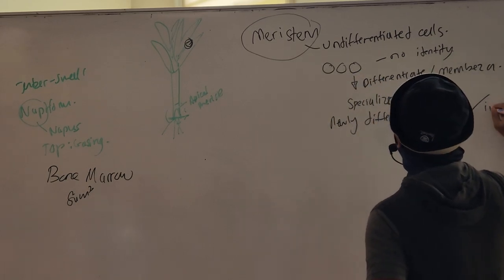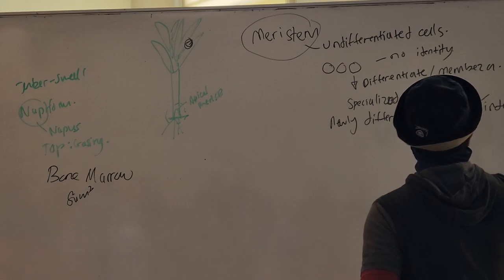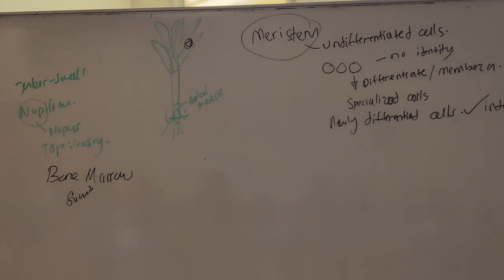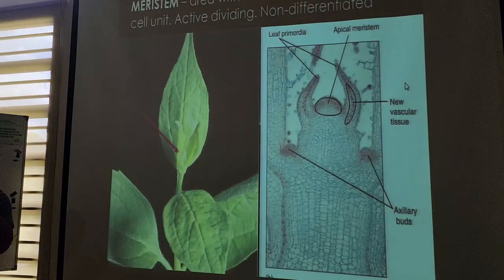It has got the identity now. So, we call it leaf primordia. The positioning of this leaf primordia will come out on any axis depending on the plant species. Sometimes it comes out from this side. Sometimes it comes from both sides like this. And this will determine the leaf arrangement of the plant.